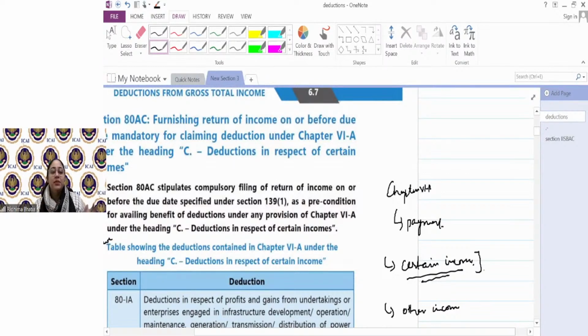Why am I telling you this? Because guys, when you will be reading all this, you should not get confused about the relatability factors. So for certain incomes, which come under heading C, if you want to claim those deductions, you have to file the return within the due date. If I file the return late, I will not get these deductions. Certain income ones, which start from 80IA. The list is there, I'll show you. You don't have to remember the names of these deductions.